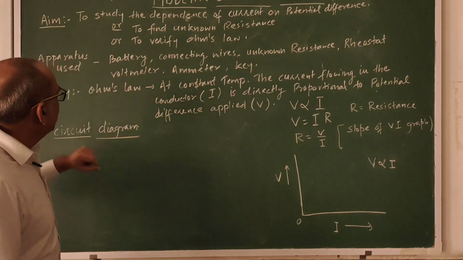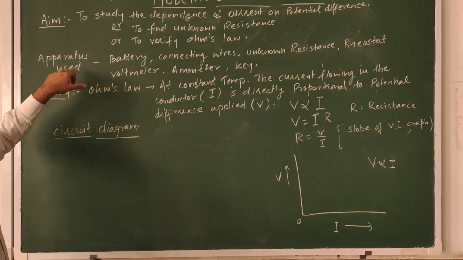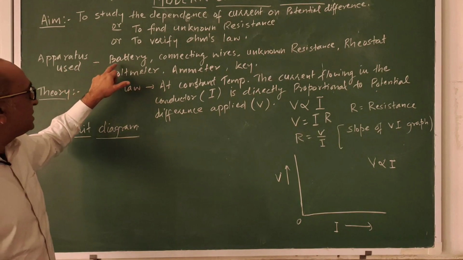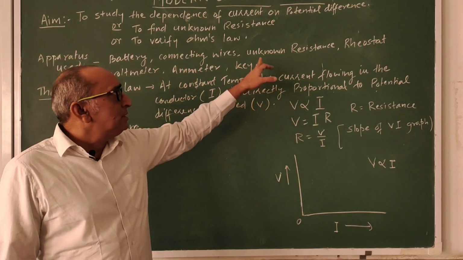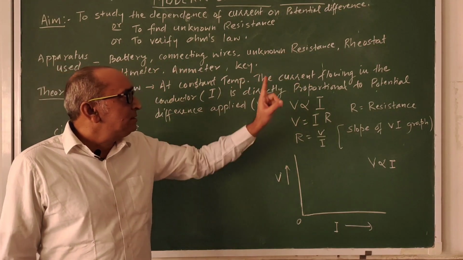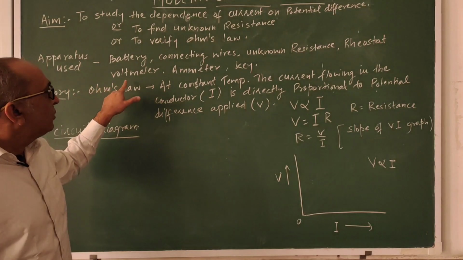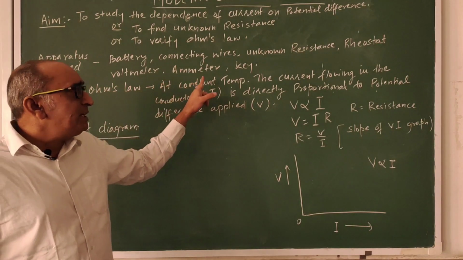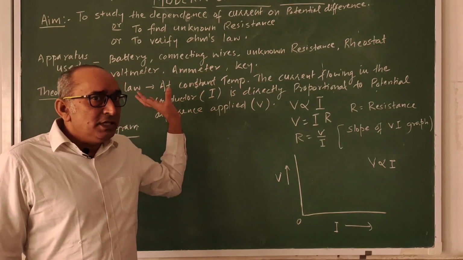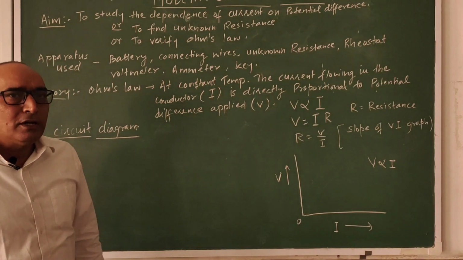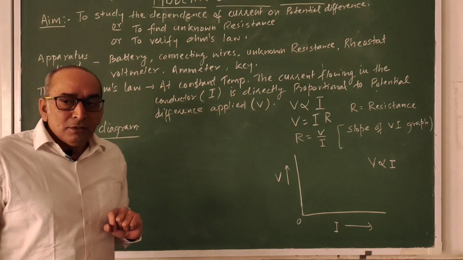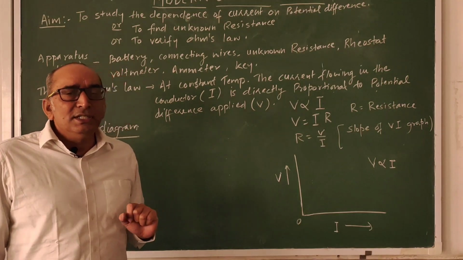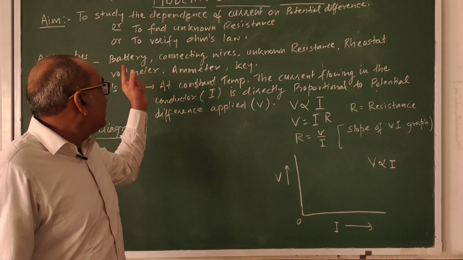For this, we are going to use some apparatus which are like this. First is battery, connecting wires, unknown resistance, rheostat, voltmeter, ammeter and key. These apparatus we are going to use for verifying this Ohm's law. First, we are going to see about these apparatus. First, we are taking battery.